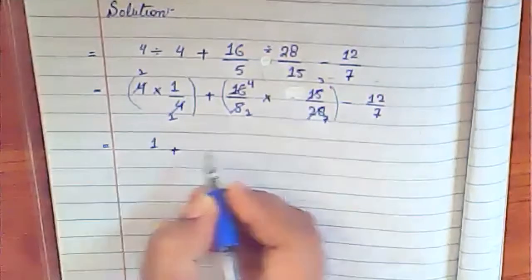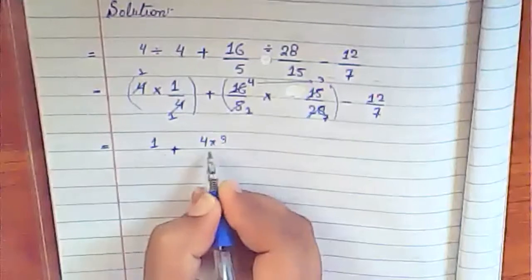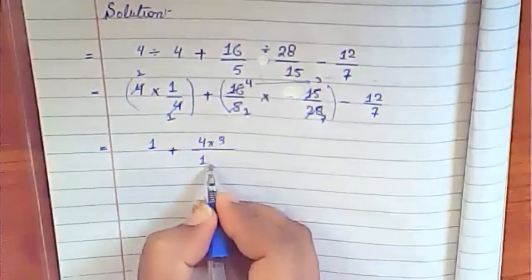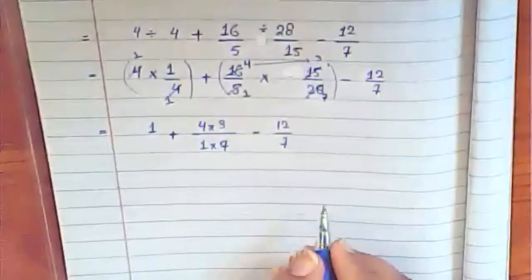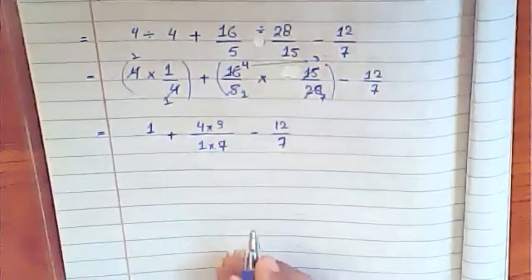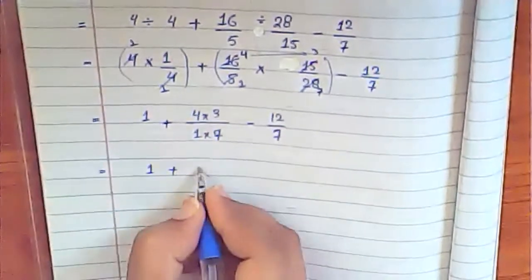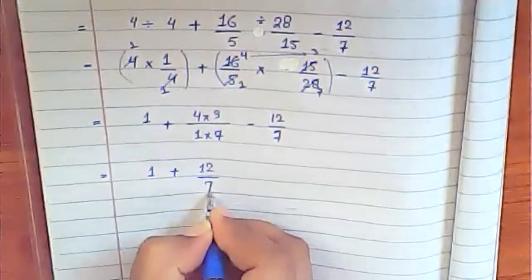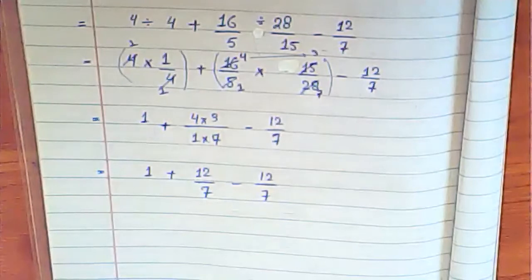Okay, this plus sign. Now, 4 multiplied by 3, so we will write 4 multiplied by 3 upon 1 multiplied by 7 minus 12 upon 7. Now simply multiplying, it will become 1 plus 4 multiplied by 3 is 12 upon 7 minus 12 upon 7. Okay, what will we do next?